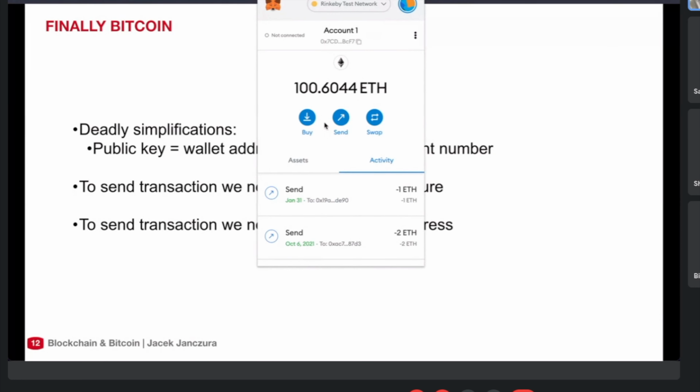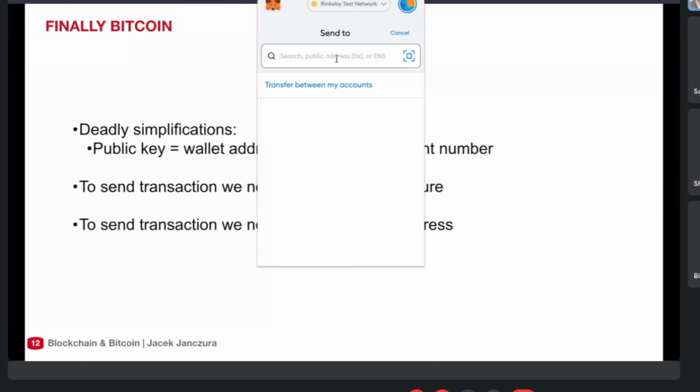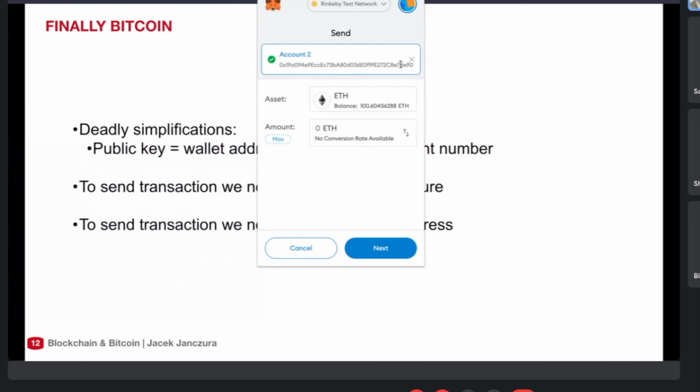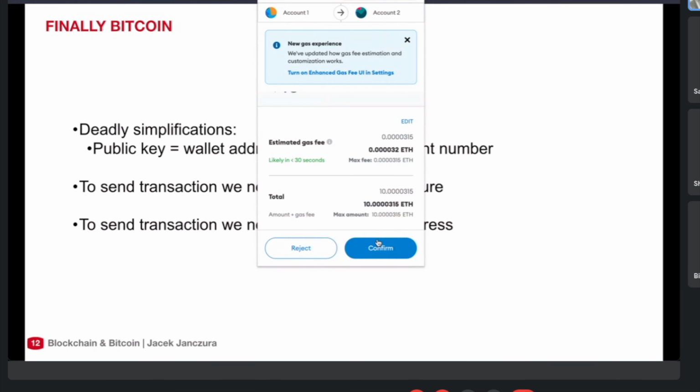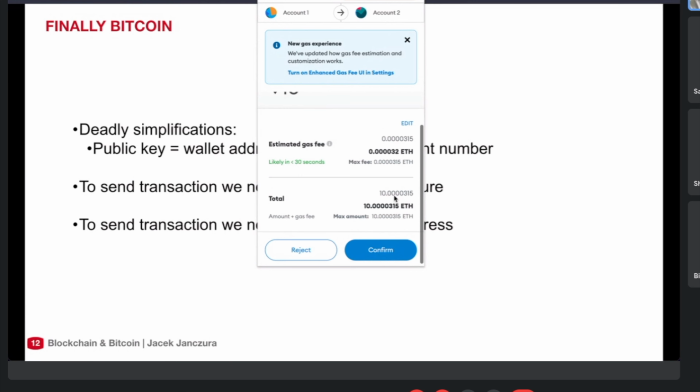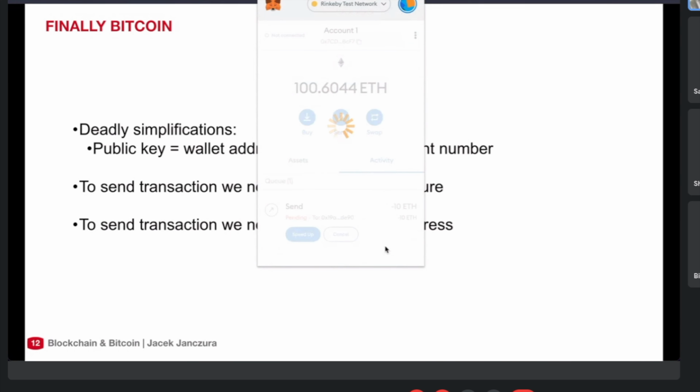So let's send some Ethers. When I send, I need to paste the recipient public key. So I'm sending, let's say, 10 fake Ethers to that address. Then I click next. And then what is happening here? I see the pricing fees, I see how much money I'm sending, and when I click confirm, I'm making a signature, which means I'm signing this transaction with the private key of account one.